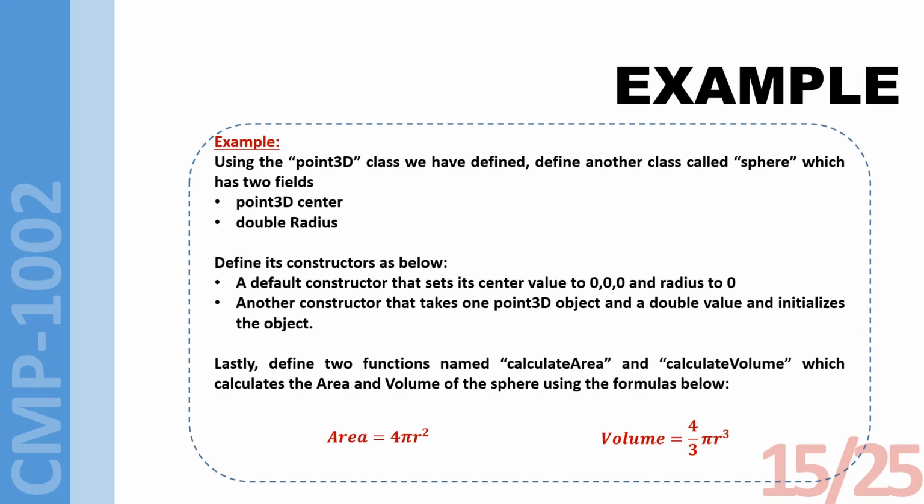And a more logical constructor that takes a single Point3D object and a double value and initializes the object, as you might imagine. Lastly, I would like to have two functions named calculate area and calculate volume, which calculate the area and the volume of the sphere using the formulations below you see. 4 times pi times r squared, 4 divided by 3 times pi times r cubed.